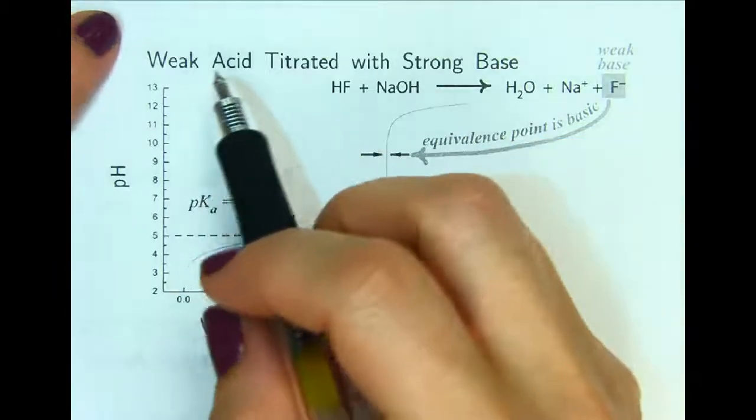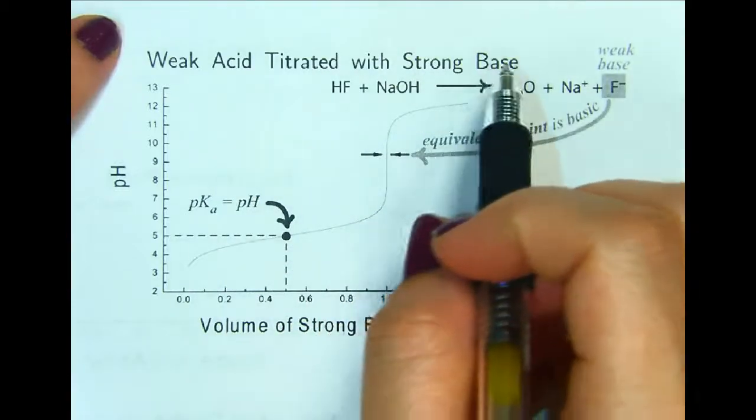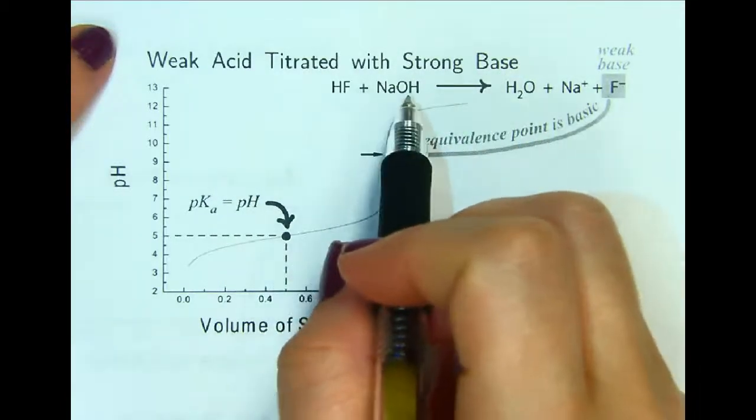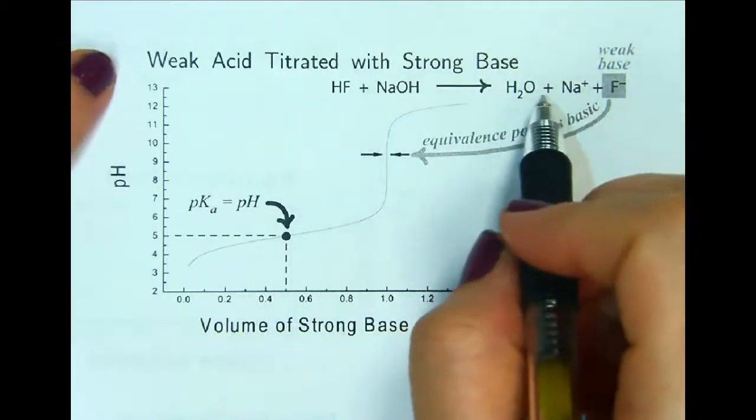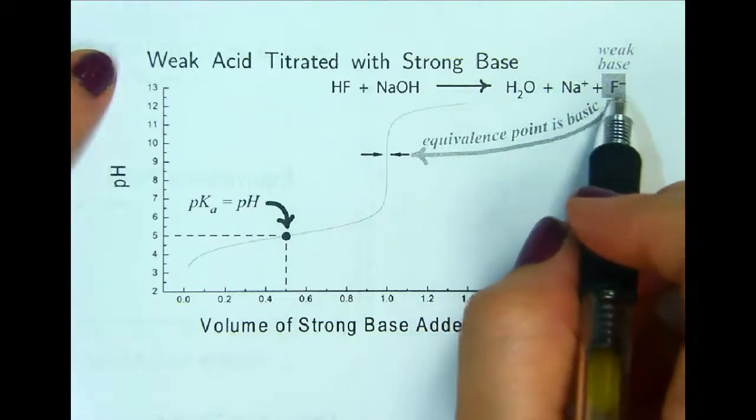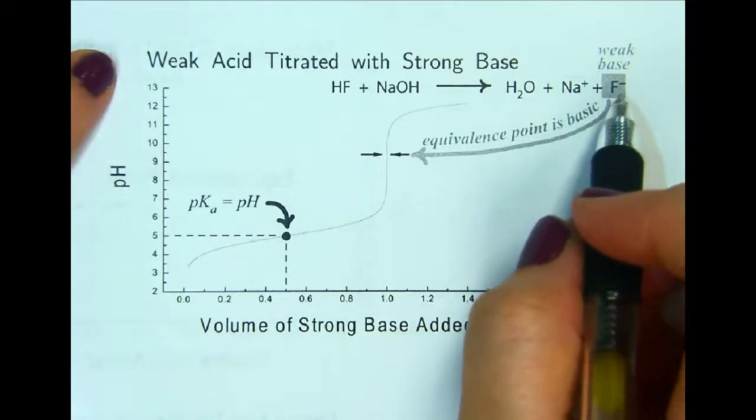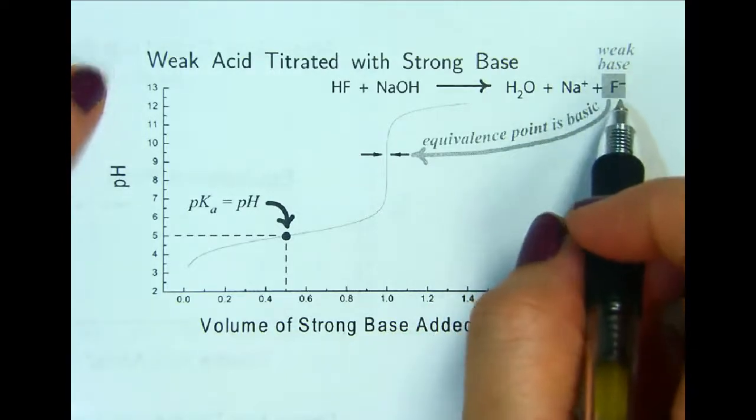Now, a weak acid titrated with a strong base, such as hydrofluoric acid plus sodium hydroxide, which yields water plus the sodium spectator ion, and more importantly, fluoride, which is a weak conjugate base.